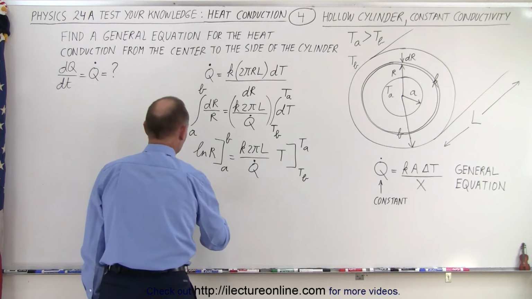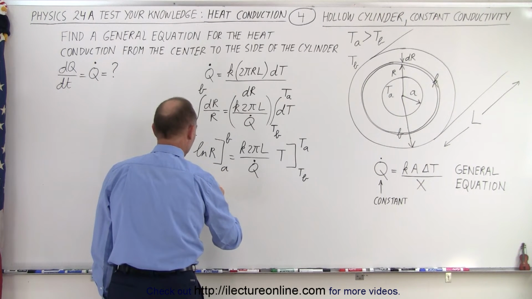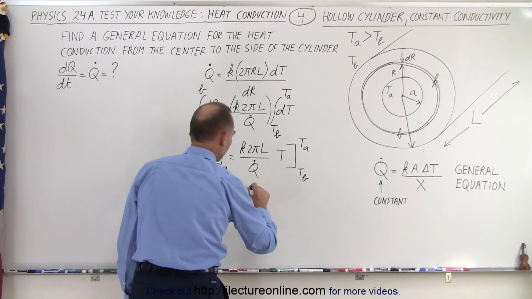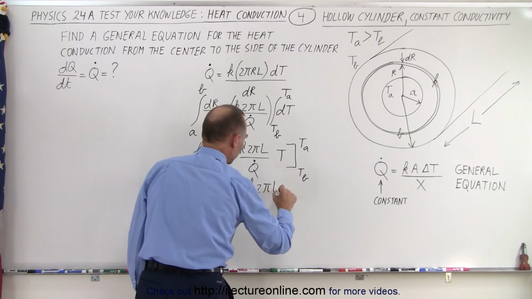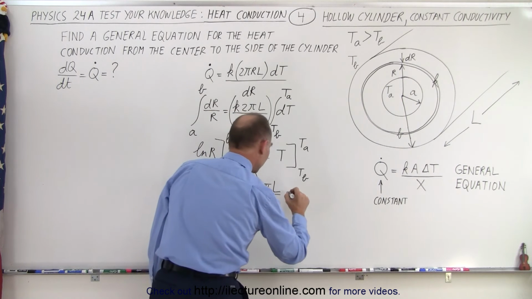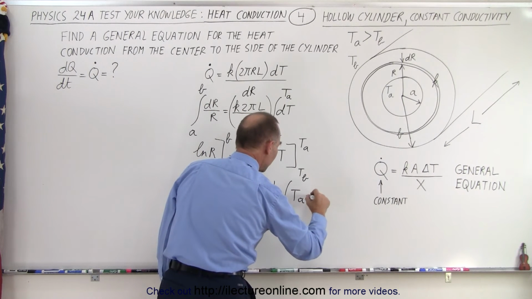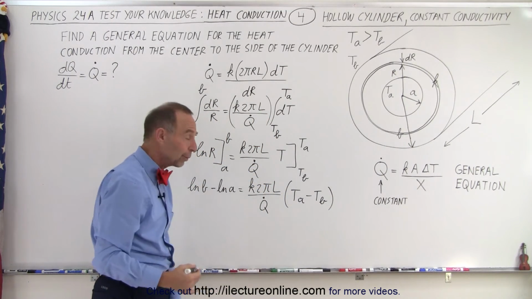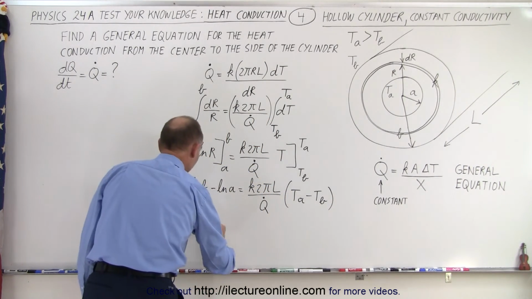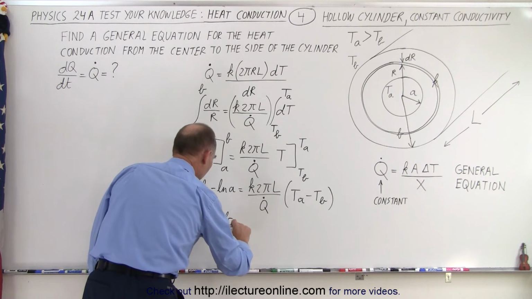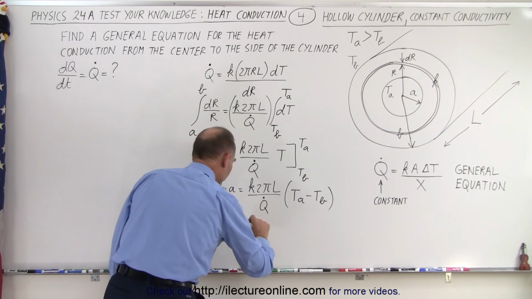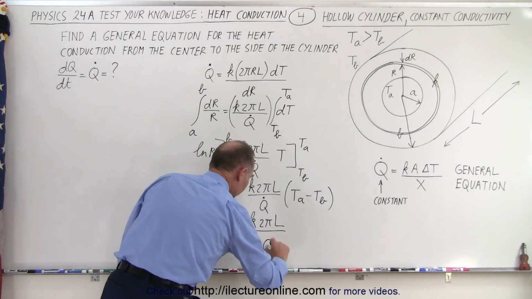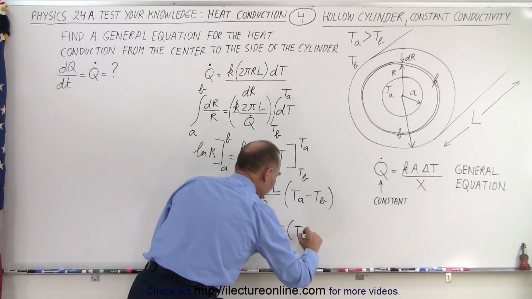Here, when we plug in the limits, we get the natural log of B minus the natural log of A is equal to k 2 pi L over Q dot times TA minus TB. And since TA is greater than TB, that's a positive quantity. And then this can be written as the natural log of B over A is equal to k times 2 pi L over Q dot times the difference in the temperature.